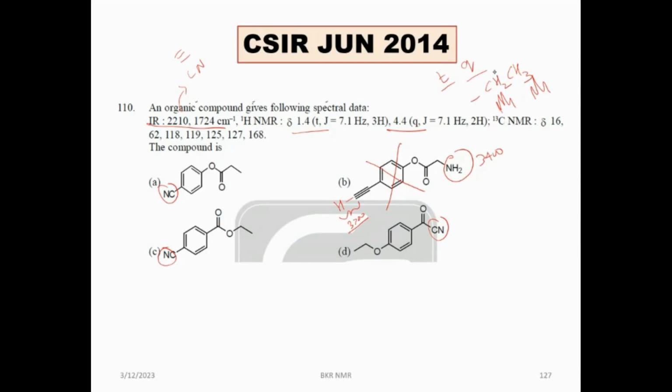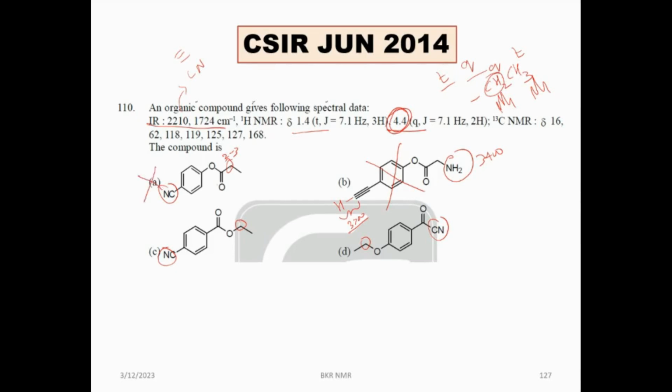Now this is coming as a quartet, this is coming as a triplet, and for the quartet they have given us 4.4. This should come at 4.4. So here this is attached to C double bond O, so this will be around 2.23. That is all it can reach, not more than that. So this is straight away ruled out.